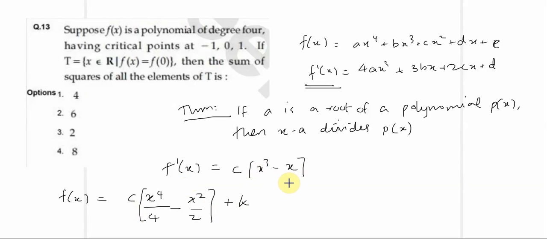Then what do we have? T is then defined as the set of all x such that f of x equal to f of 0. What is f of 0 here? F of 0 equal to k, because this becomes 0, this becomes 0. So what we have left is k. So we have f of x equal to f of 0 equal to k.